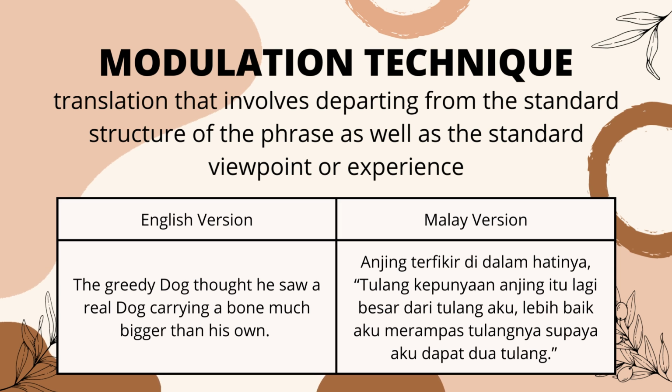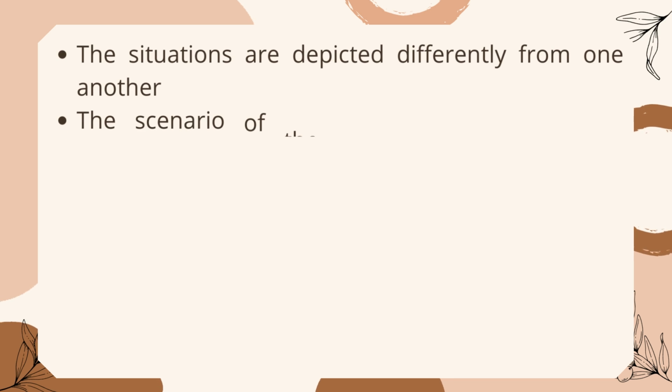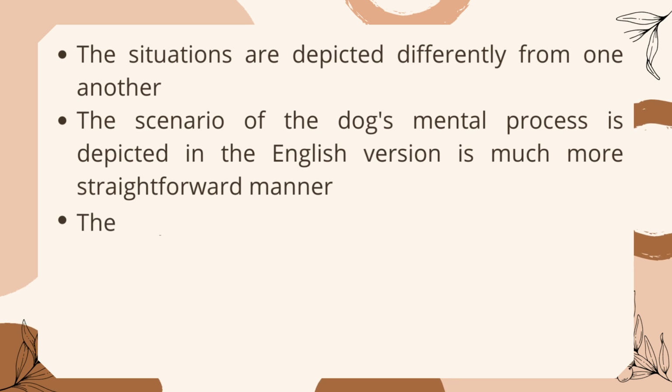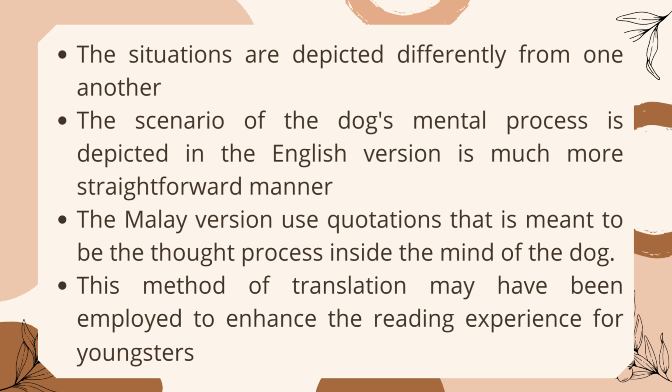From the table, we can see that the situations are described differently from one another. In the English version, the scenario of the dog's mental process is described in a much more straightforward manner, while the Malay version uses quotations that are meant to be the thought process inside the mind of the dog. This method of translation may have been used by the translator to enhance the reading experience for youngsters, especially as they are the intended audience for this type of short story.